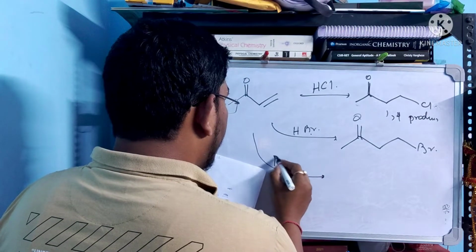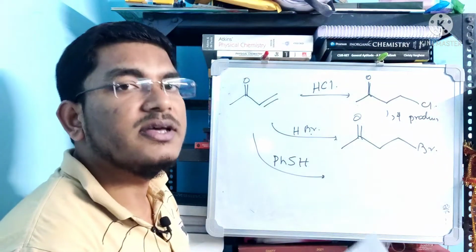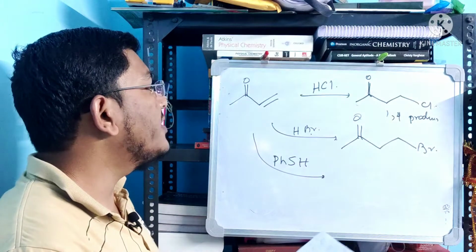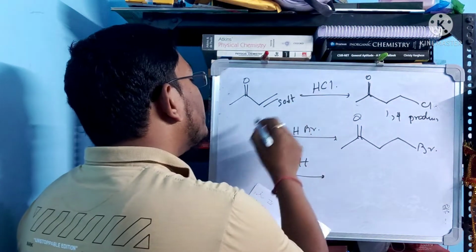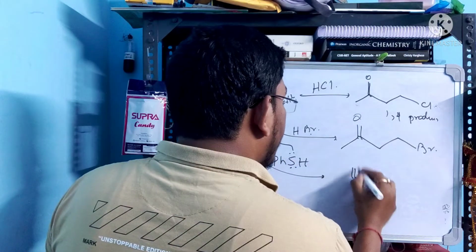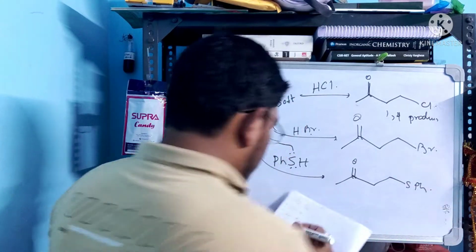Another nucleophile, PhSH. Sulfur is bigger in size, charge density is low, that means it's a softer nucleophile. Where will it attack? It will attack on the soft electrophilic center, right?